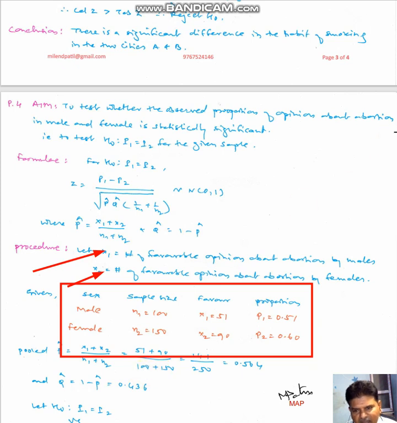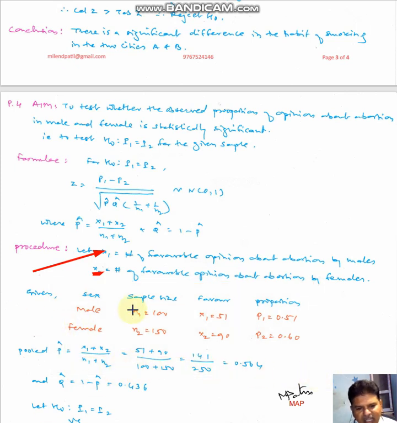And then calculate the value of this p hat pooled value. How we are getting this value? x1 plus x2 divided by n1 plus n2. And what value we are getting? We are getting this value as 0.564. See, the value is 0.564. Therefore, Q cap becomes 0.436, right?